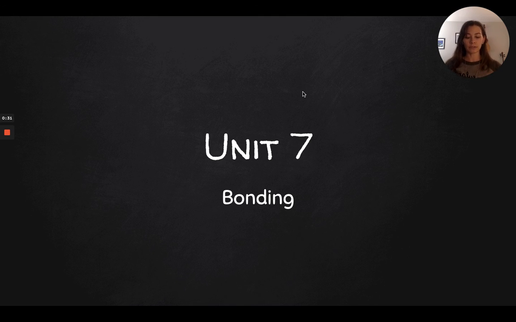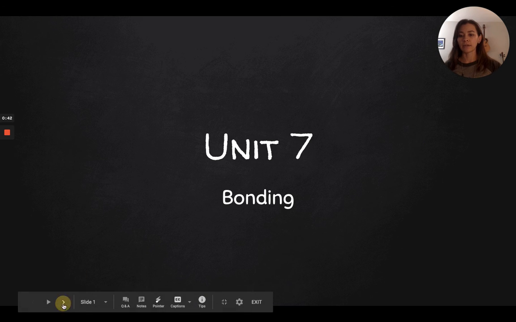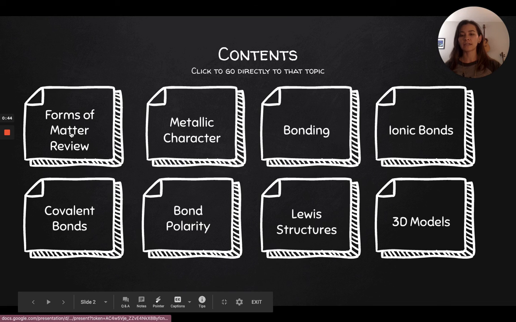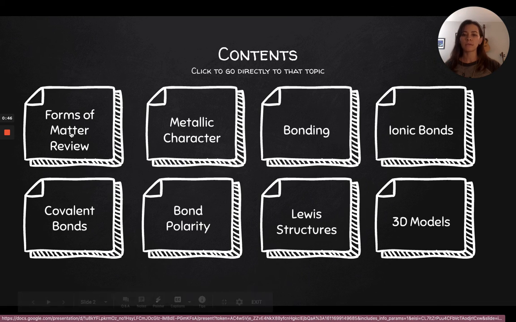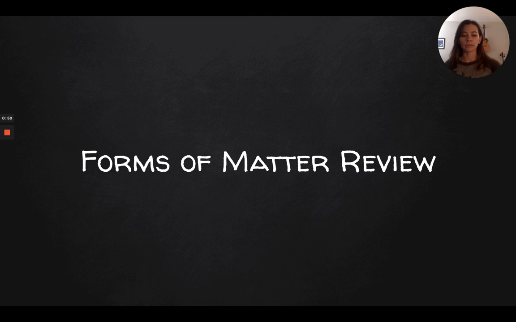So we are going to turn to page 11, and that's where you're going to be taking notes for our Unit 7 on bonding. Now we are going to be doing some review today. So we're going to review forms of matter. We did this way at the beginning of the school year, but we're going to touch on it again. So we're going to click on that. We can go straight to our forms of matter review.